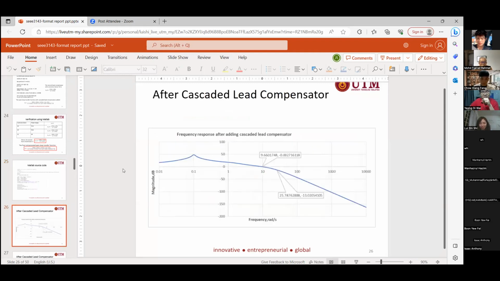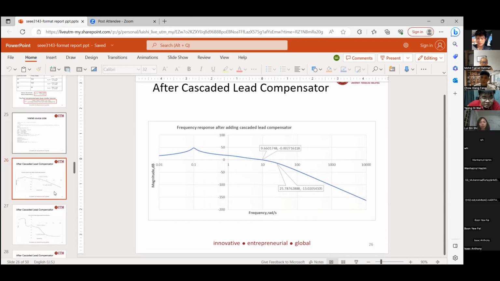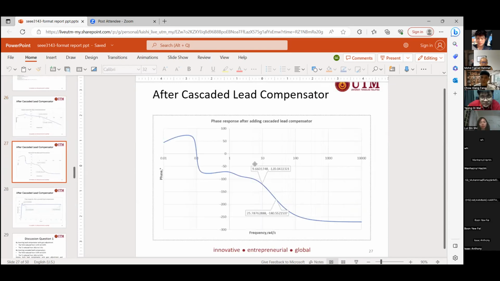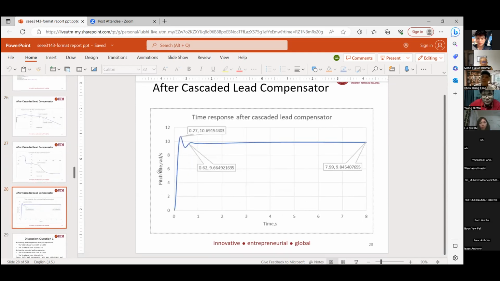Okay, this is the plot after the cascaded lead compensator. To check the phase margin, we need to find when the gain is 0 dB. At this 0 dB, the omega is 9.66. So we find the phase at 9.66, that means the omega PM is 9.66. From here, the phase at 9.66 is actually negative 120. That means the phase margin is 60. Negative 120 plus 180.